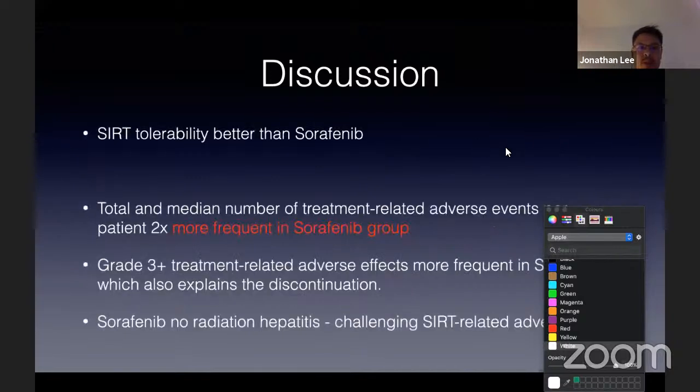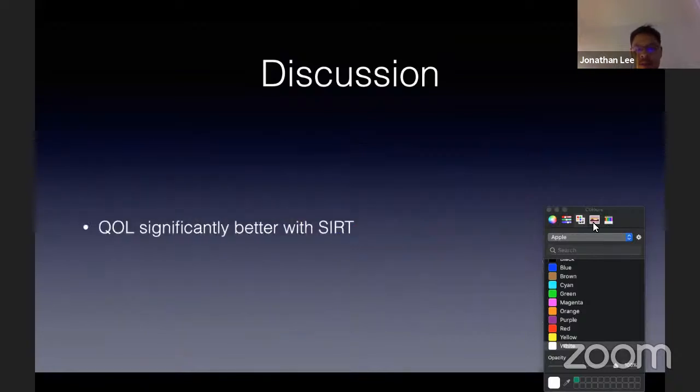Overall, SIRT's tolerability was much better, so the side effect profile was much better. And quality of life, as we showed before, was significantly better in the SIRT group.